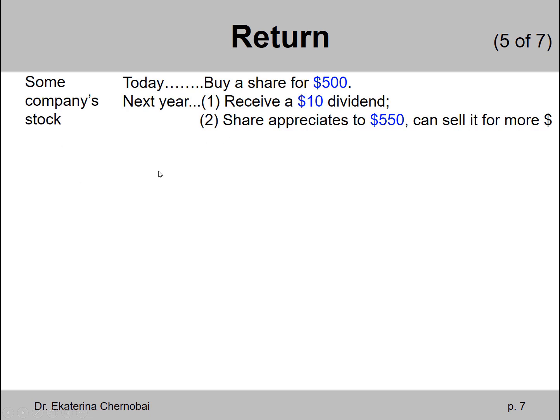Let's say we are looking at the return on some company's stock. Today you buy a share for $500. Next year, 2 things happen. You receive a $10 dividend from the firm and the shares appreciate to $550, right? So you can sell each share for more money, $50 more.